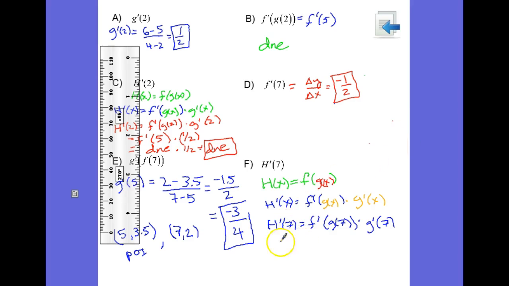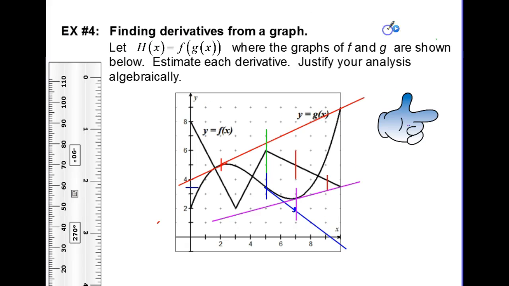So that's going to be equal to f prime of 2.8 times g prime of 7. All right, let's find g prime of 7. I've also sketched a tangent line to my function g at the point x equals 7. And so it looks like we actually have some points here that we can make use of.